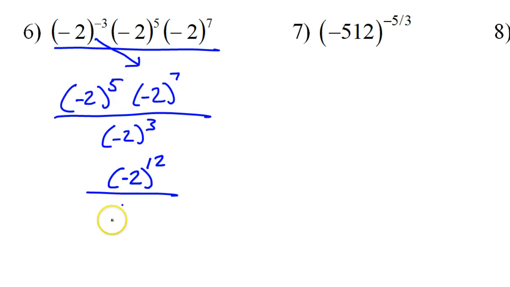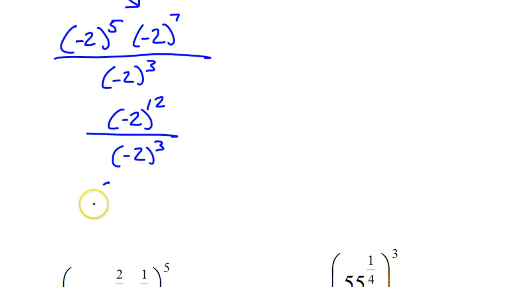Okay, now in the denominator I have negative 2 to the 3rd power. So 3 of these negative 2's are going to cancel out 3 of these negative 2's. So that's going to leave me with 9 negative 2's. So this is going to be negative 2 to the 9th power. So it's just a matter of, will the negative stay or go as I get rid of the parentheses. And because it's odd, the negative is going to stay. So the final answer is going to be negative 2 to the 9th power. Just got to take the parentheses away, and the negative stays.